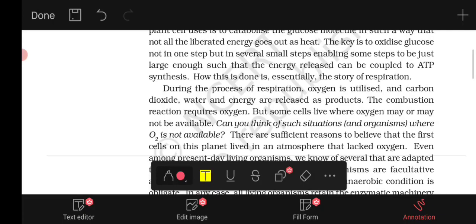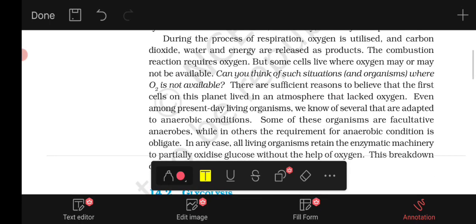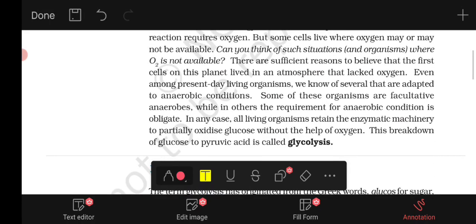The combustion reaction requires oxygen, but some cells live where oxygen may or may not be available. The anaerobes. Okay, can you think of such situations and organisms where O2 is not available? There are sufficient reasons to believe that the first cells of this planet lived in an atmosphere that lacked oxygen. It was a reducing atmosphere at that time. We all know that there was no free oxygen in the air, so they were anaerobes.